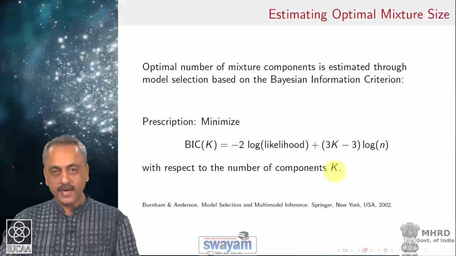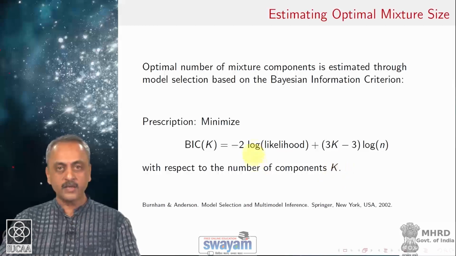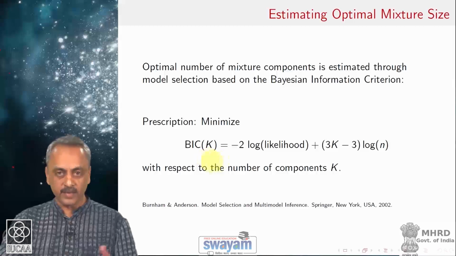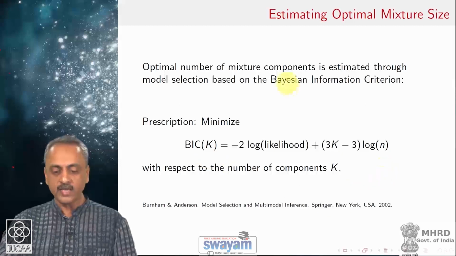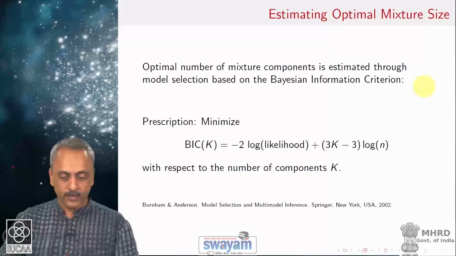So, that is the value. The value of k, which is the size of the mixture, you choose it so that this BIC is minimum. That is the prescription for model selection using the Bayesian information criterion. That is what we use.